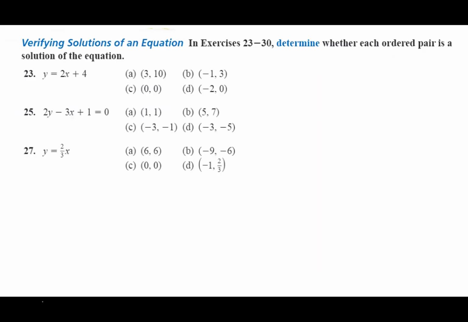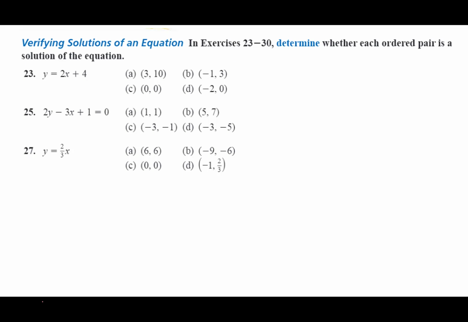Okay, next I want to show you examples like this. Instructions say determine whether an ordered pair is a solution of the equation. All that means is you're offered 4 different ordered pairs and you're given an equation. And this just means to check which one of these ordered pairs, and it can be more than one, when you plug in both the x-coordinate and the y-coordinate, the equation remains true.